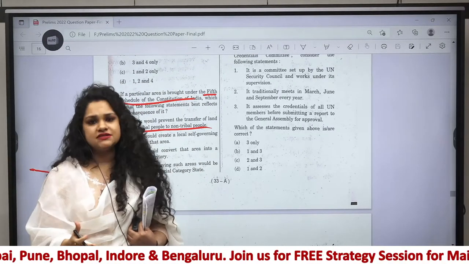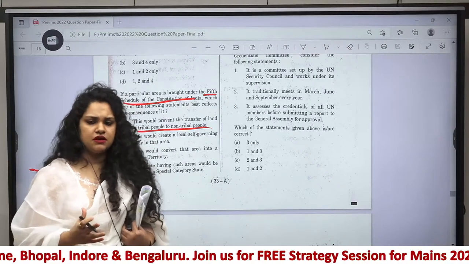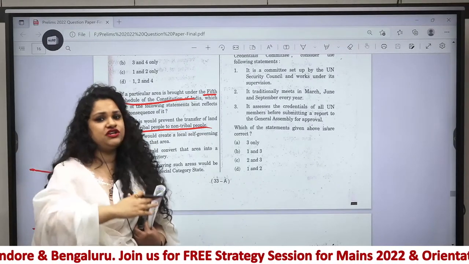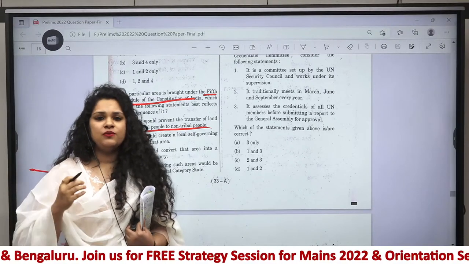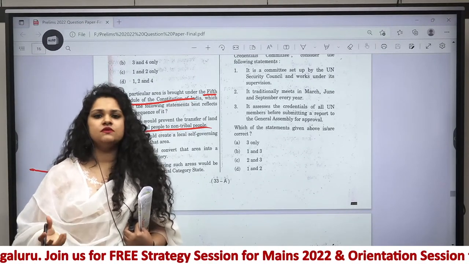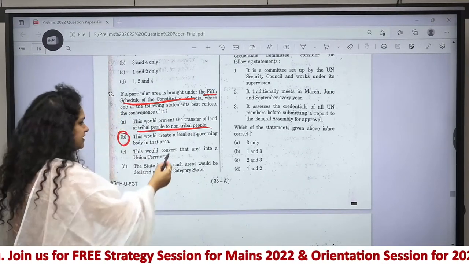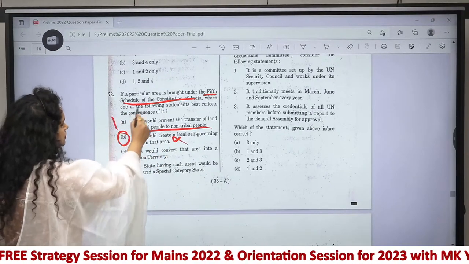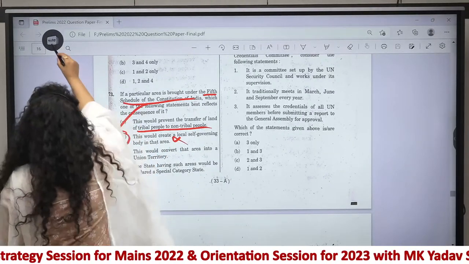There is a tribal advisory council, but it is in an advisory capacity. And please be sure that this is asking about the Fifth Schedule and not the Sixth Schedule, where certain autonomous councils have been formed. Ye thoda trap area hai, isko avoid karenge. Right, so the answer to this is A.